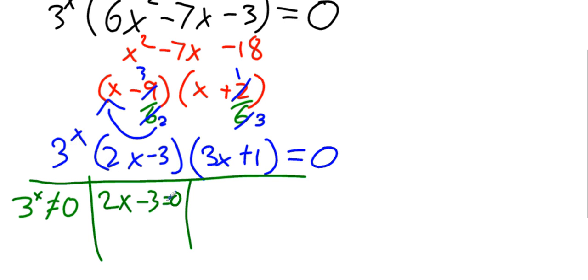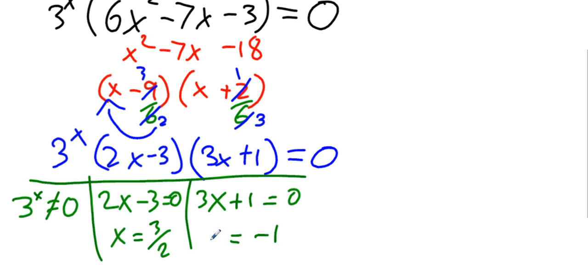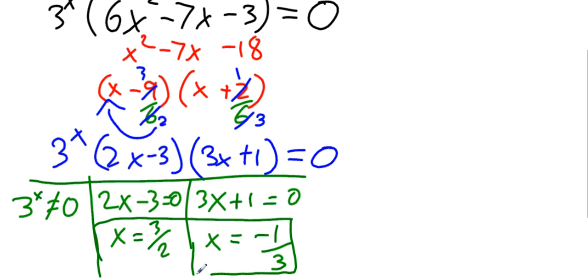2x minus 3 equals 0. Solve that. You get x equals 3 divided by 2. And 3x plus 1 equals 0. Move the 1. You get negative 1. Divide by 3. It's negative 1/3. So 3 halves and negative 1/3.